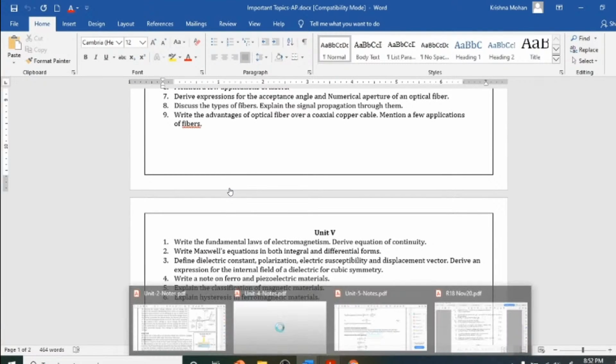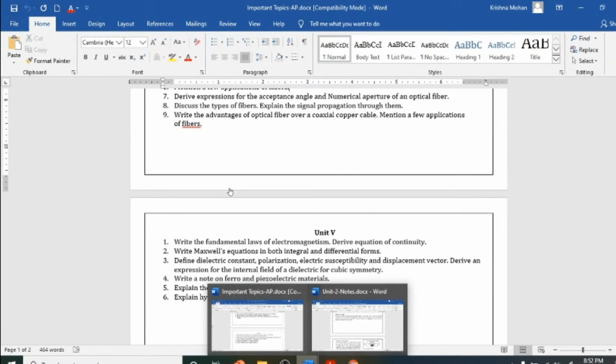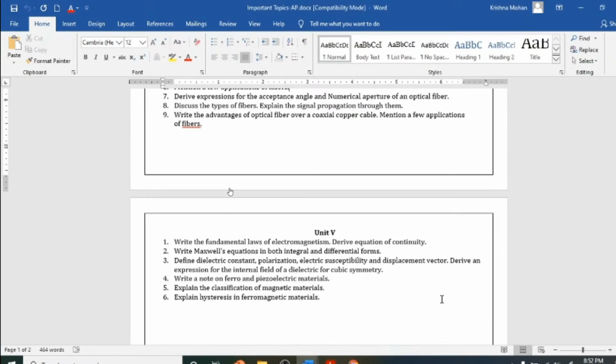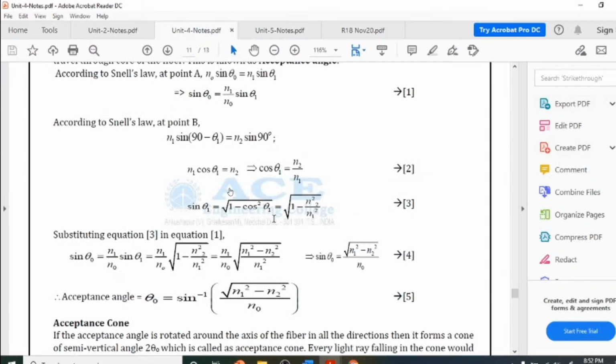There is a document. Now moving on to the second part of this, the fifth unit. Anyway, we will touch the fifth unit, where you would be having dielectrics. So this is all about the fourth unit.